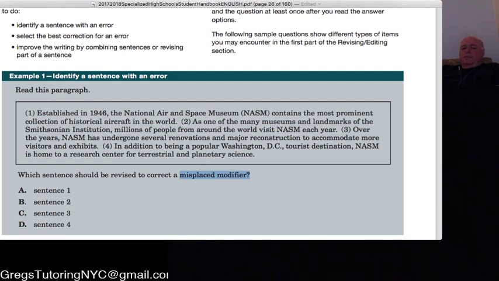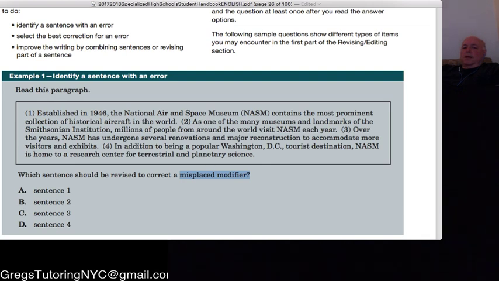Okay. The second sentence. As one of the many museums and landmarks of the Smithsonian, millions of people from around the world visit NASM each year. Okay, is that good? Many of you are going to say it is. Okay, what's the modifier? The modifier is that whole thing up to the comma.